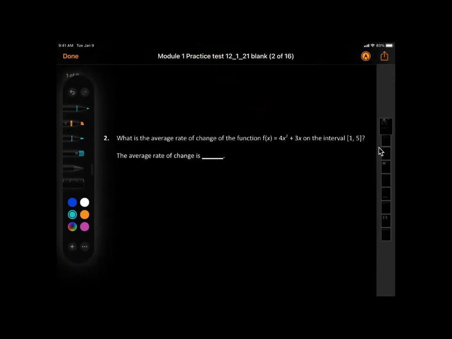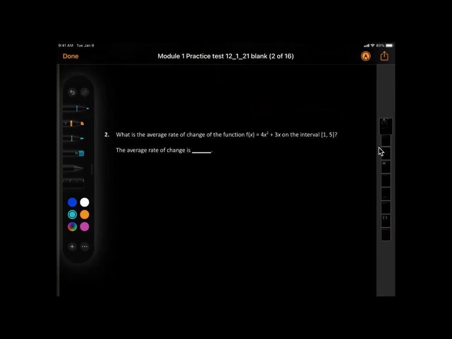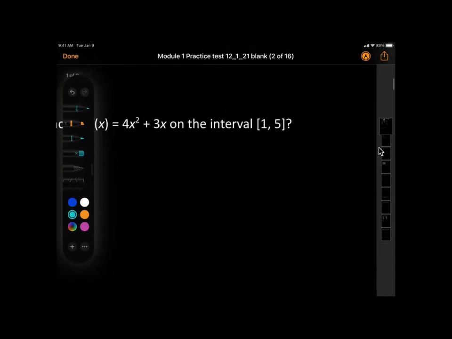Okay, question number 2, the average rate of change for the function f of x equals 4x squared plus 3x on the interval of 1 to 5. This interval is not an ordered pair. You kind of need, we'll just separate it by color. So this is one x value, and this is the second x value.